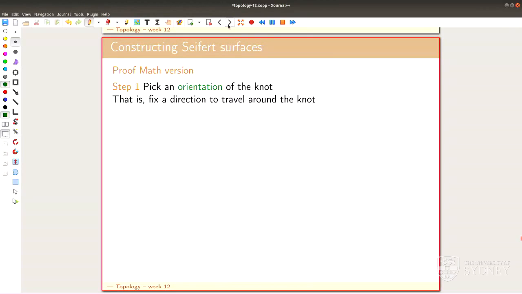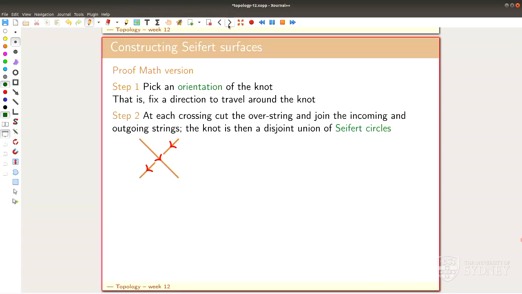Okay, let me do the math version for you. And this is exactly what you will run if you want to compute it. Obviously, if you're sitting there doing the exam, maybe using soap film is not the most efficient way of doing it. So here's a very efficient way. We just pick an orientation, and that just means we fix a way to travel around the knot. It doesn't matter which, just fix some way to travel around the knot.